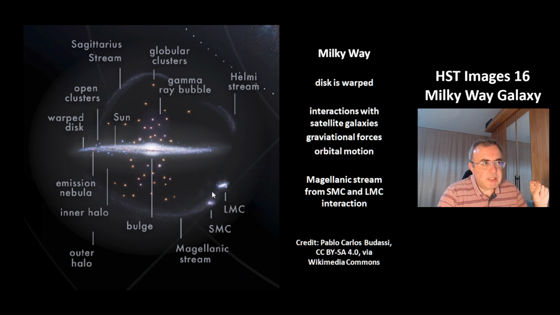And in this picture you can see the Magellanic Stream. It comes from the interaction of the Small Magellanic Cloud with the Large Magellanic Cloud. And you can see the halo of the Milky Way and globular clusters.